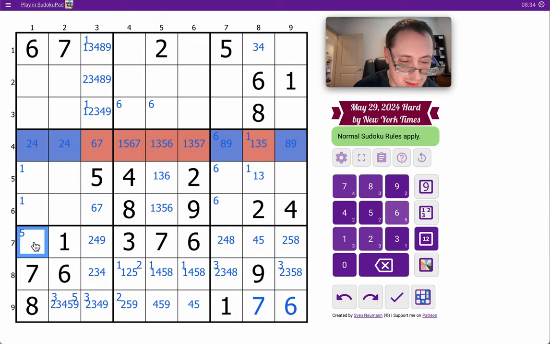This cell's the only one left for the lower third of the grid. I may as well fill it in. It can't be 1, 3, 6, 7, 8. This is 2, 4, 5, or 9.